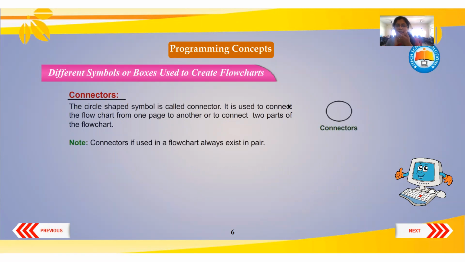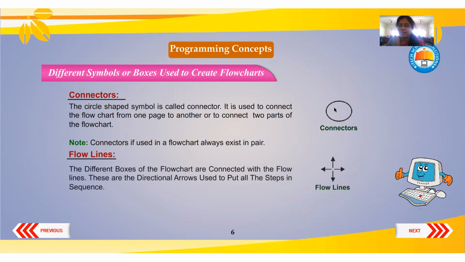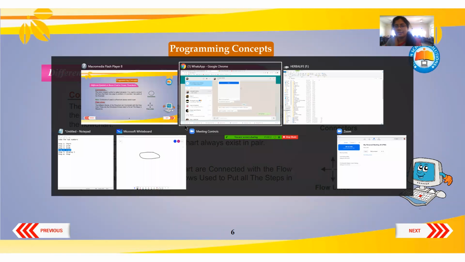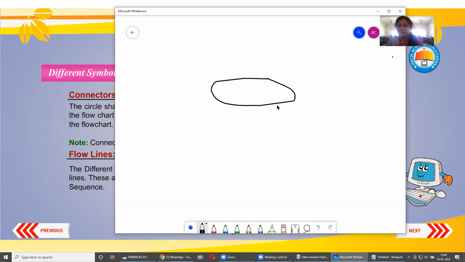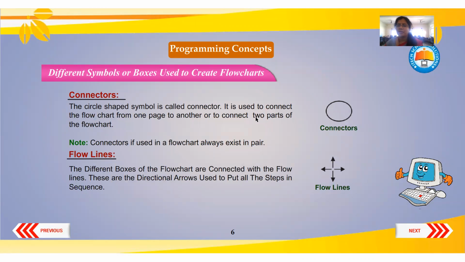Now the next one is the connector. The circle shaped symbol is called a connector. It is used to connect the flow chart from one page to another, or to connect two parts of the flow chart. Now let me try to display this to you. Sometimes we have to do some steps repeatedly, correct? Sometimes it might happen you have to do the same steps again and again for different sets of numbers, right? The circle.